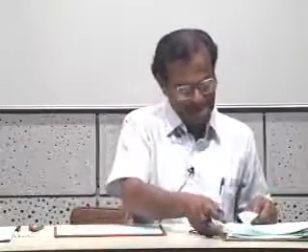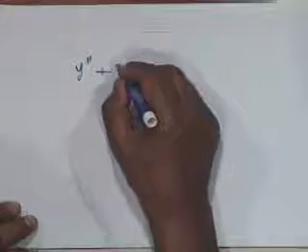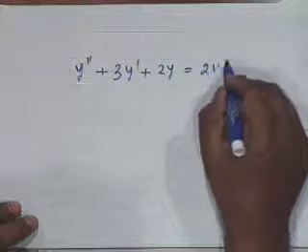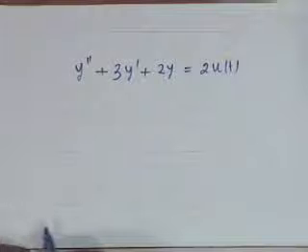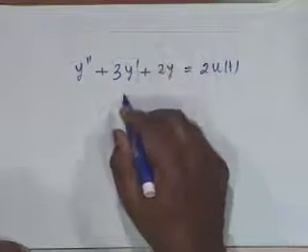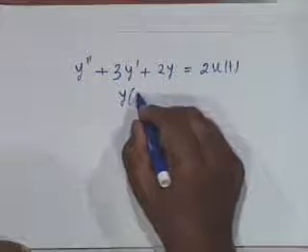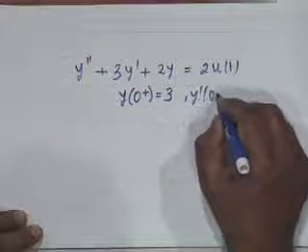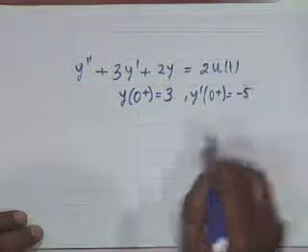And we shall just demonstrate with one example how this is applied to solution of a differential equation with given initial conditions. And the equation that we take is y'' plus 3y' plus 2y equal to 2u(t). Alright. Obviously, you require two initial conditions to solve this, and these initial conditions are y(0+) equal to 3, y'(0+) equal to minus 5.